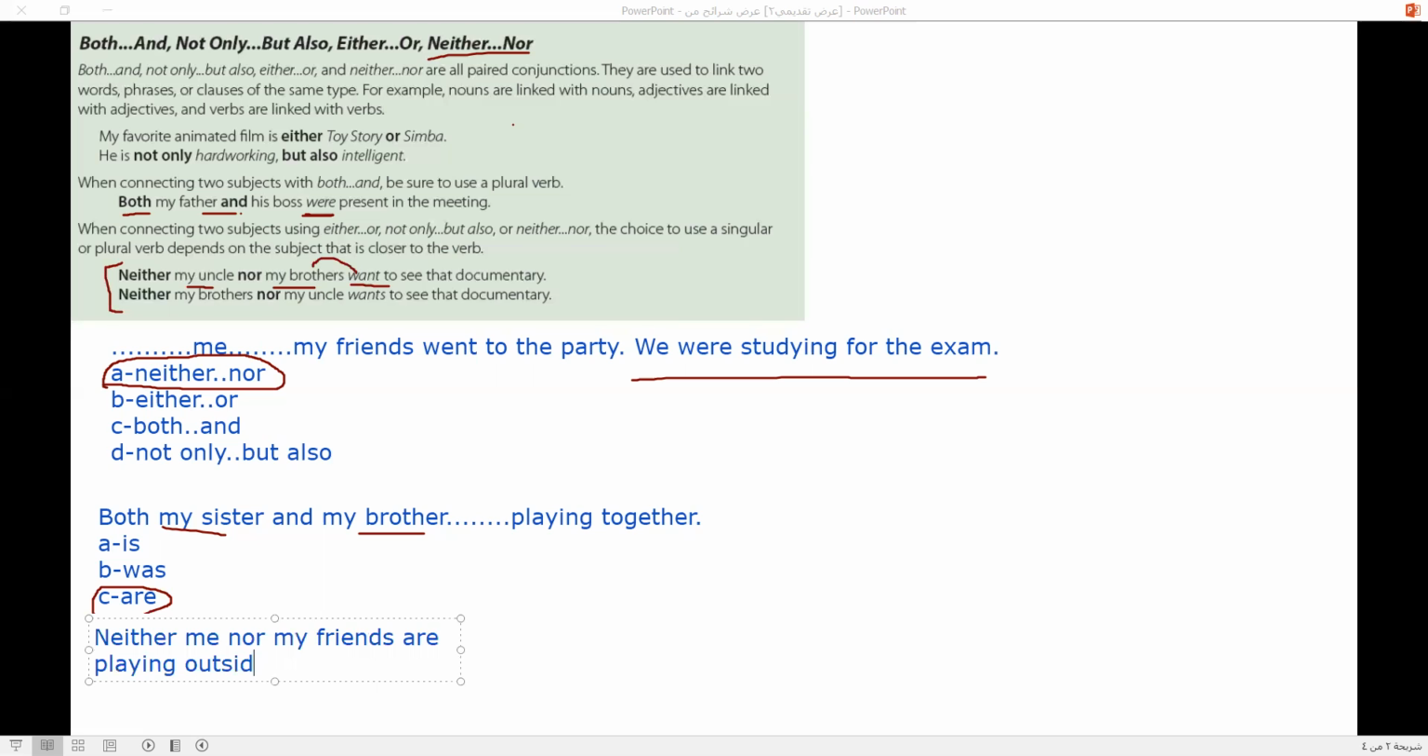So for example, here: neither me nor my friends are playing outside. Okay, now the verb is are because I have my friends, plural. But if you reverse the same sentence and say neither my friends nor me, how will the verb become now? Yes, very good. It's not going to be are, it's going to be is because it's only me. Just pay attention to this one when you study neither and nor.